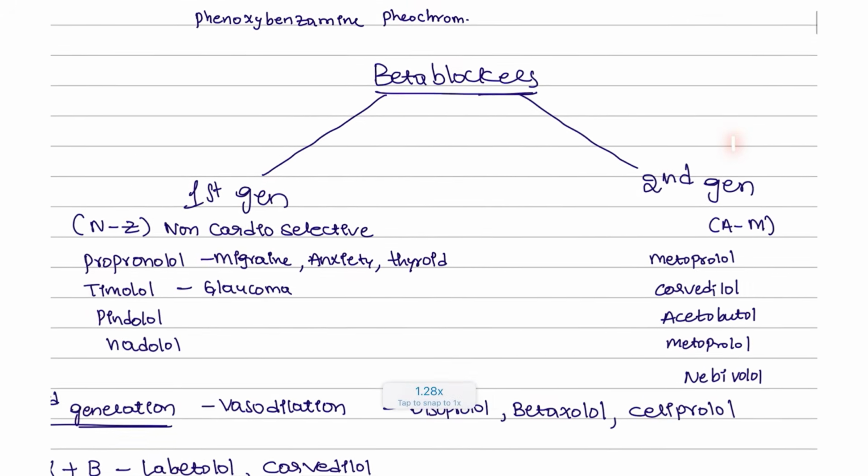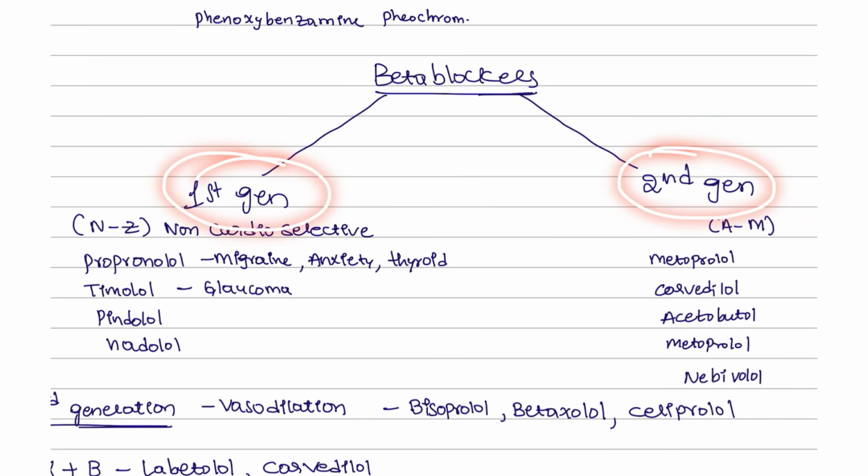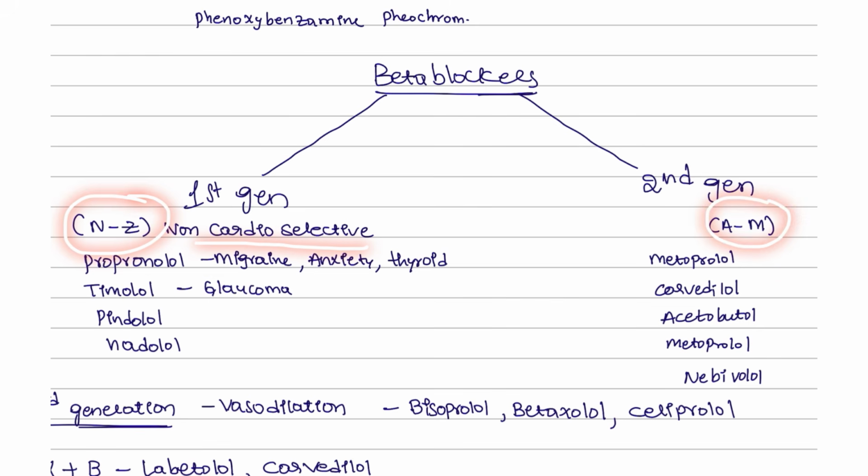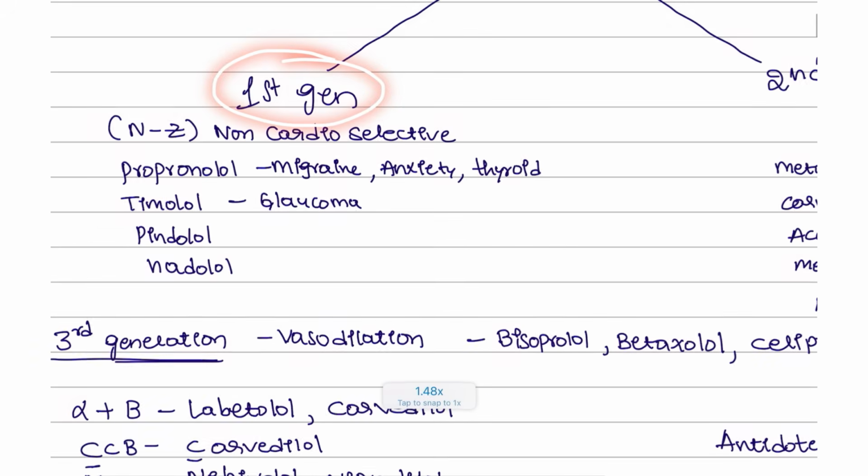Next, coming to the beta blockers, there are first generation beta blockers and second generation beta blockers. First generation beta blockers are non-cardioselective. What are those drugs? Starting from N to Z, non-cardioselective. And A to M, these are mostly cardioselective drugs. So let's see examples. What are the first generation drugs?